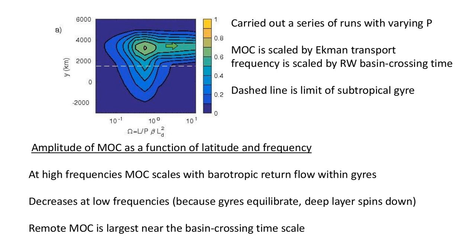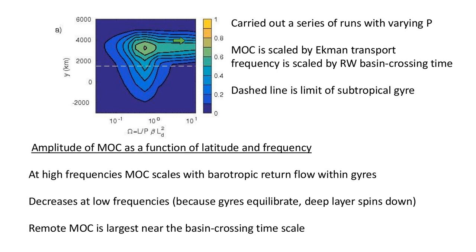And I'm plotting the magnitude of the overturning variability as a function of latitude here and non-dimensional frequency here. So this is the frequency, it's the time it takes the Rossby wave to cross the basin divided by the forcing period. So a 10 to the 0 means that I'm oscillating the period at exactly the time it takes a Rossby wave to cross the gyre at the gyre boundary, to cross the basin.